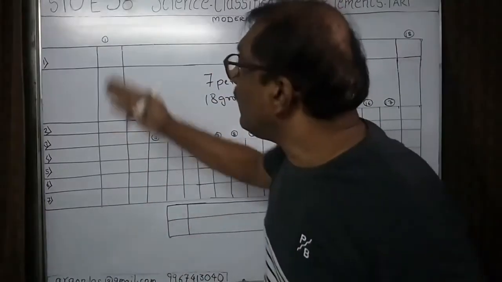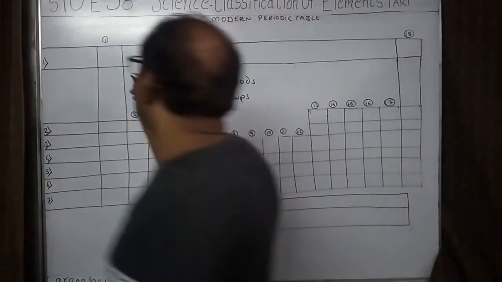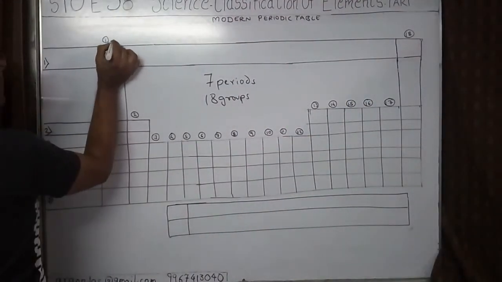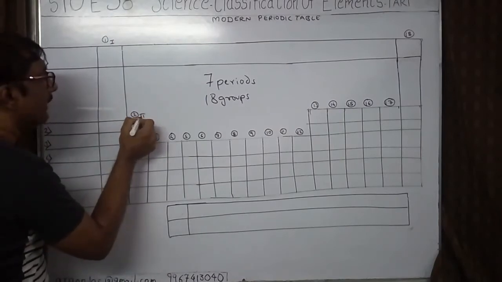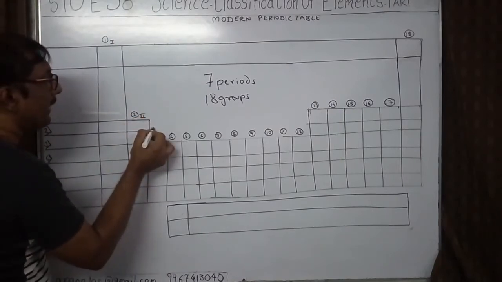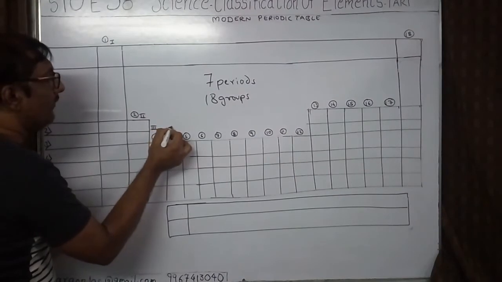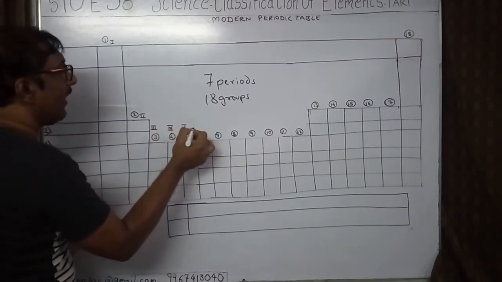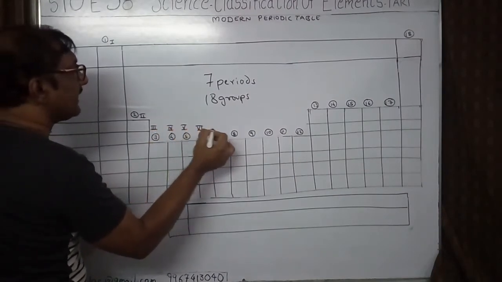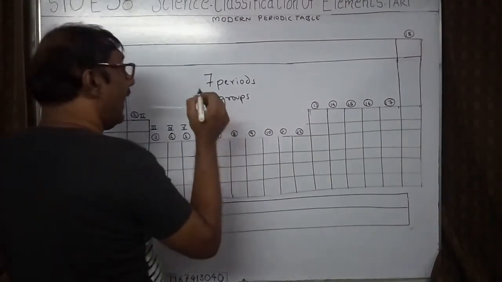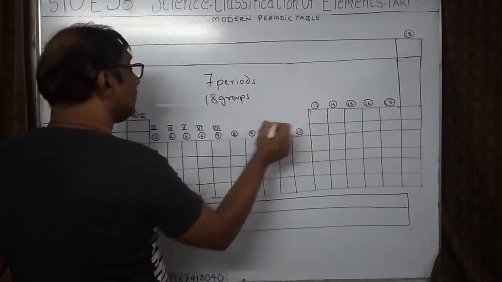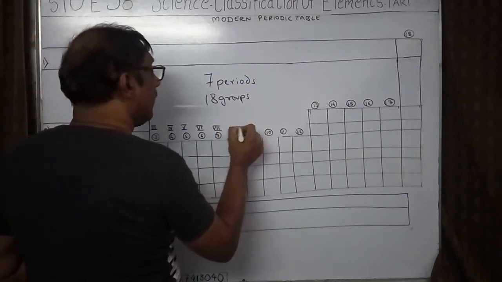First, you start from 1. So this will be Roman number 1. And this will be 2. And this will be 3 and 4 and 5 and 6. And this will be 7. Okay. And this will be 8. Come on, remember this.